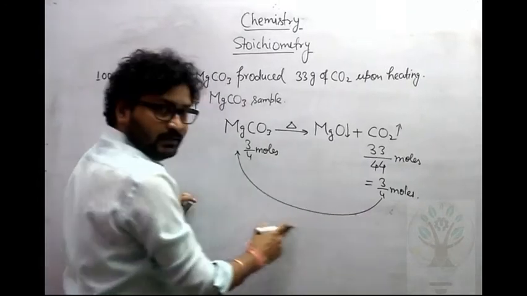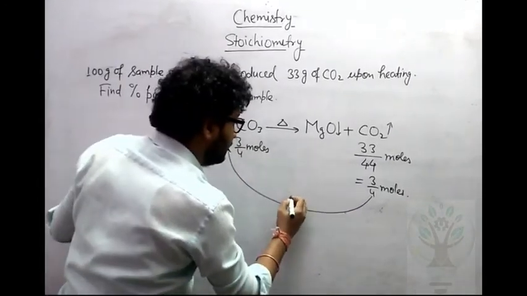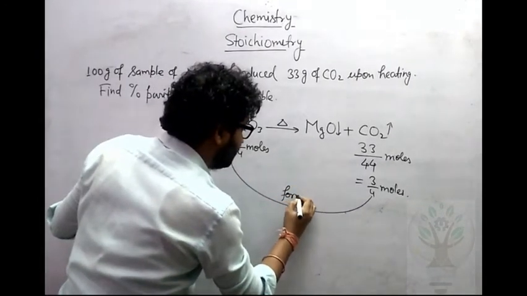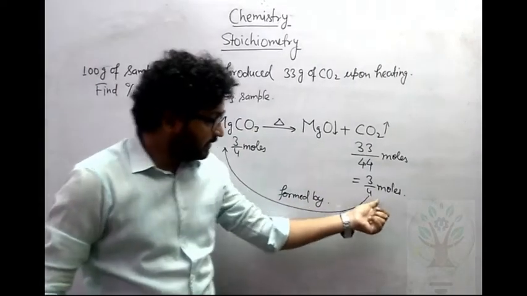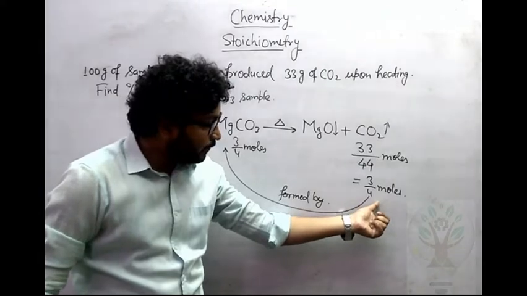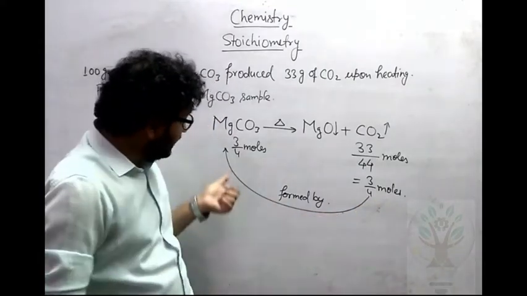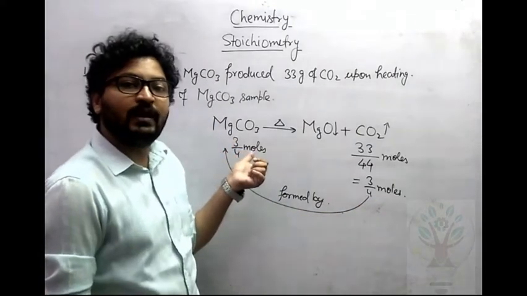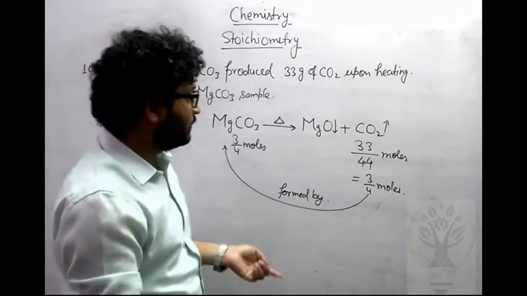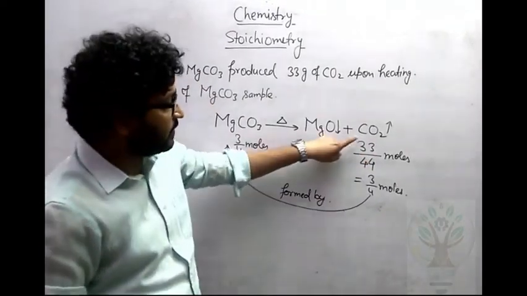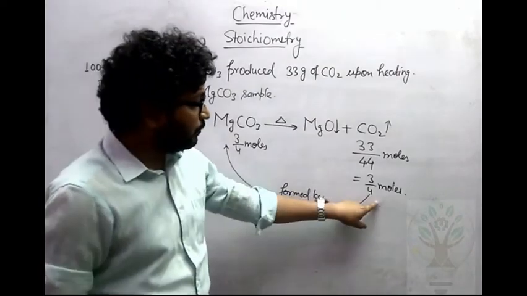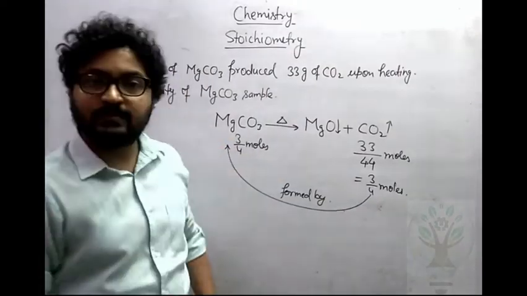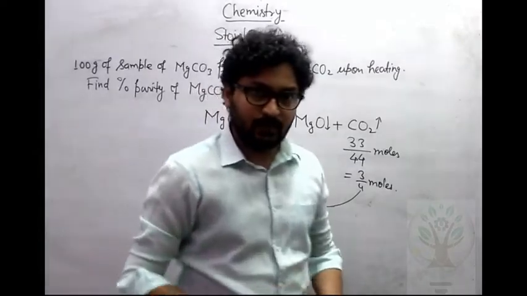Do you know what is written in this arrow? Here it is written, the statement will be read from here: 3 by 4 moles of CO2 is formed by 3 by 4 moles of MgCO3. If you want to write in unitary method, you can write in this manner. 1 mole of CO2 is produced by 1 mole of MgCO3. So 3 by 4 moles of CO2 will be produced by 3 by 4 moles of MgCO3.